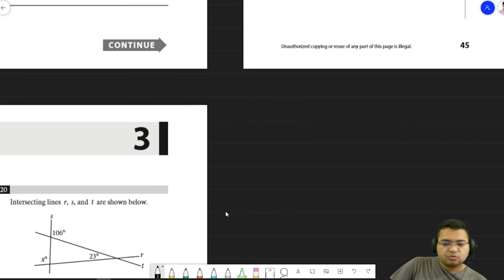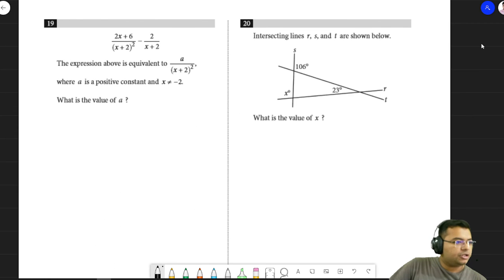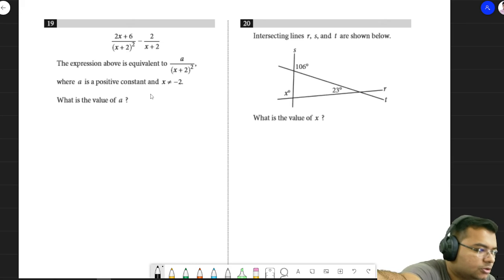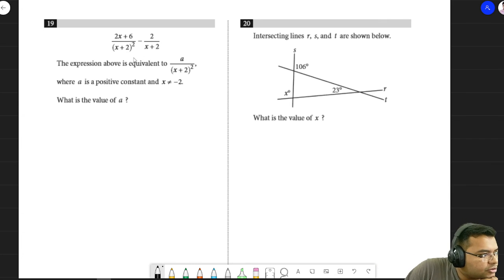Now I think there are two questions if I'm not wrong. Question number 18, 19 and 20. Fine. The expression above is equivalent to a, where a is a positive constant and x is not equal to minus 2. What is the value of a? So it is said that the expression above is equivalent to a over x plus 2 whole square. What is the value of a?